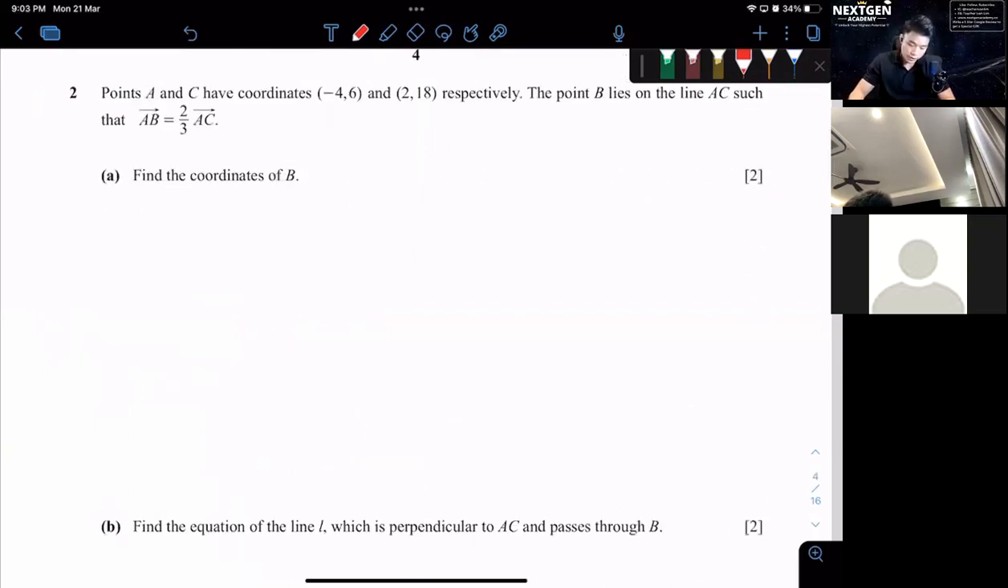Question 2. Points A and C have coordinates (-4, 6) and (2, 18) respectively. The point B lies on the line AC such that AB equals 2/3 AC. Find the coordinates of B. So we know that AB equals 2/3 AC. We want to find the coordinates of B, so we can write it as OB. OB we can find from this AB.